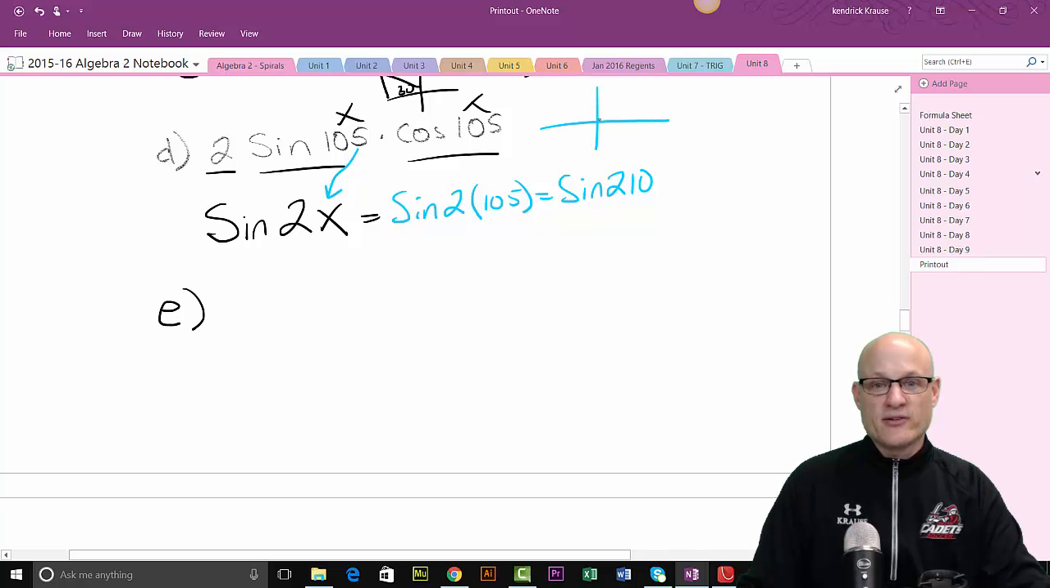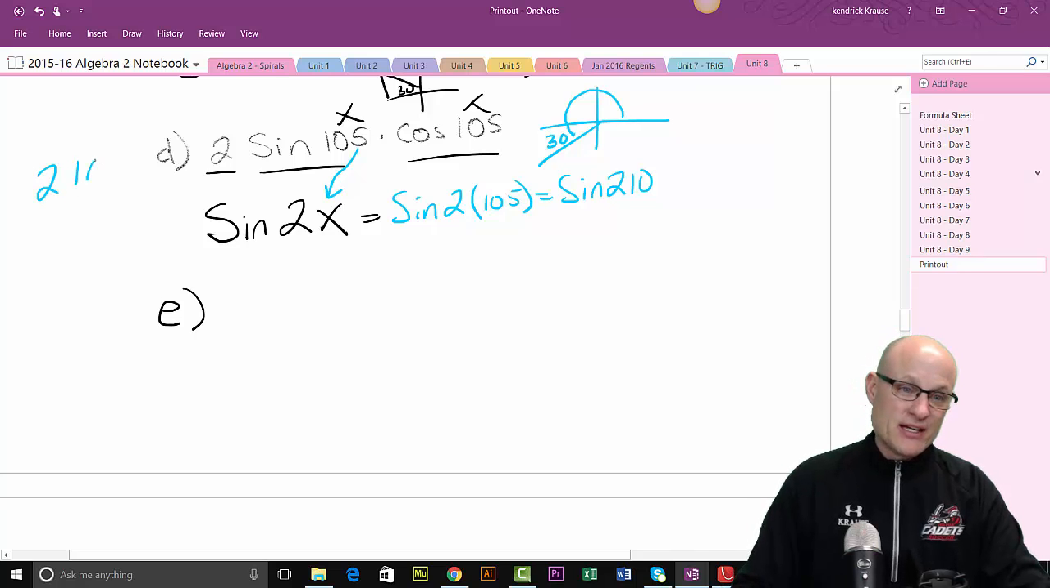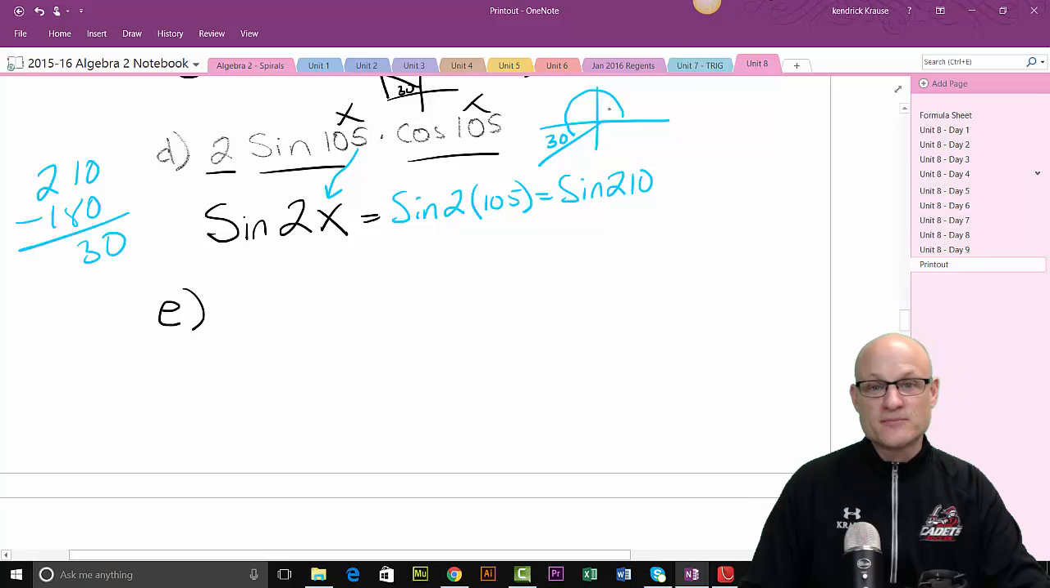Well, 210 is in the third quadrant. It has a 30-degree reference angle. How did I get that? I took 210 and I subtracted 180. I just figured out how close it was to the nearest x-axis. All right. Well, the sine of 30 degrees, we've already done like 6 times, is 1/2. But in the third quadrant, it's negative.